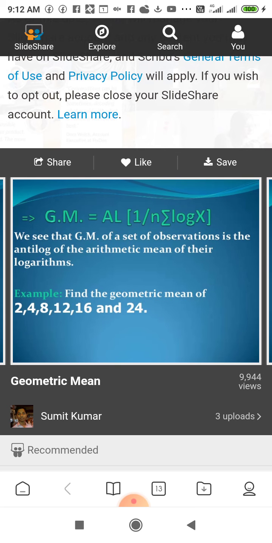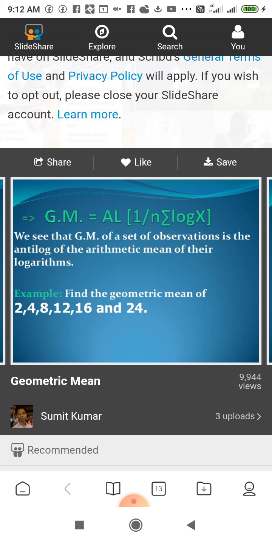So geometric mean is equal to antilog of 1 upon n summation log x. We see the geometric mean of a set of observations is the antilog of the arithmetic mean of their logarithms. अगर ये logarithm के फॉर्म में है तो हम उसका एंटीलॉग निकाल के ये ज्योमेट्रिक मीन फाइंड कर सकते हैं.